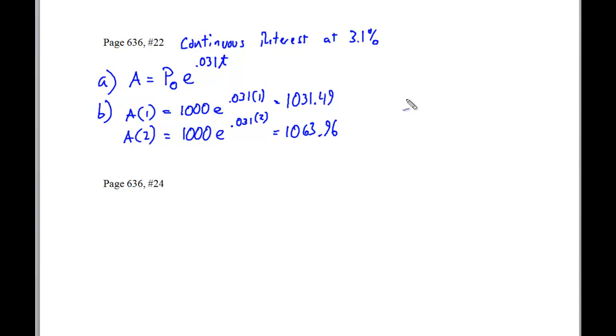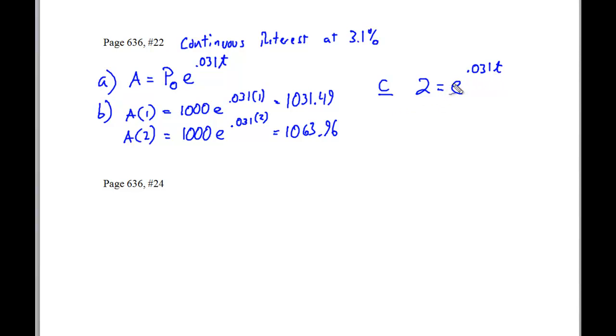Again, rounding to the nearest penny. Now part C of this is going to be asking about the doubling time. So as before, we take our 2, which is our doubling point, we forget about our actual investment value, and just write e to the 0.031t. The doubling time is based on your growth rate, and it's not really based on how much you've invested.